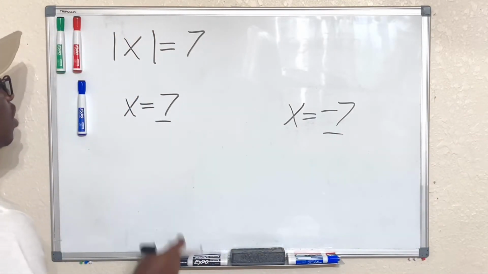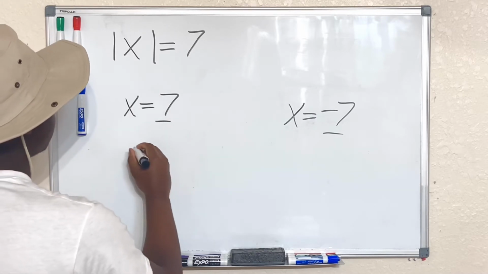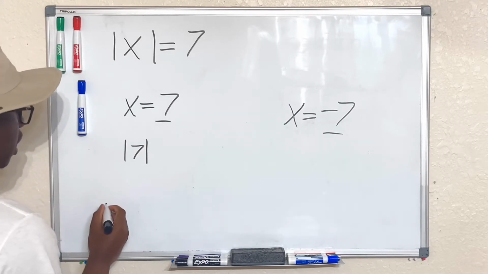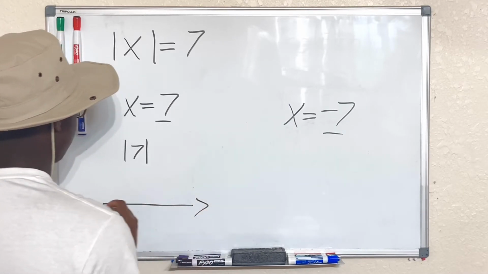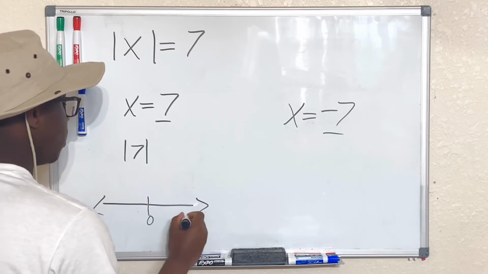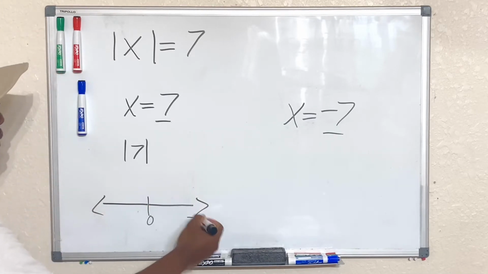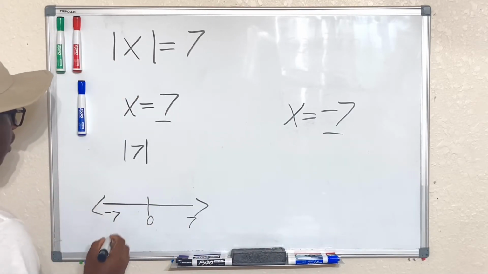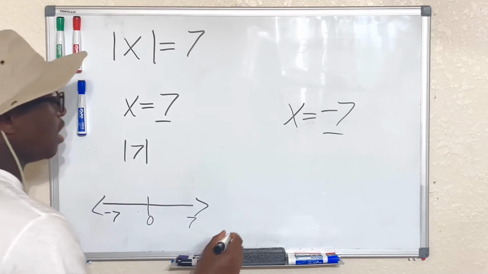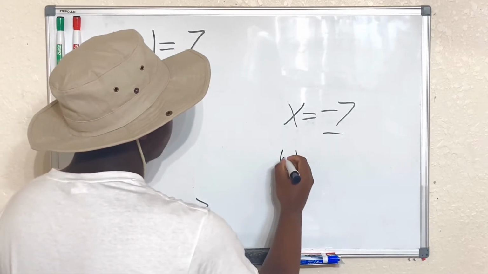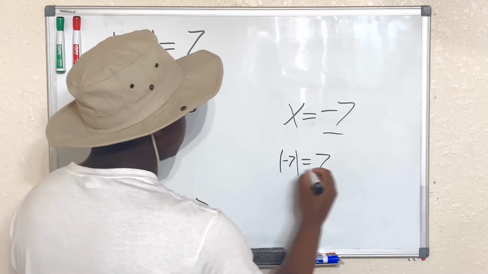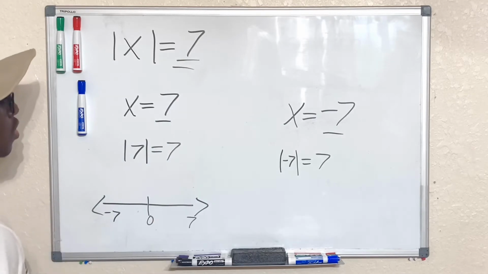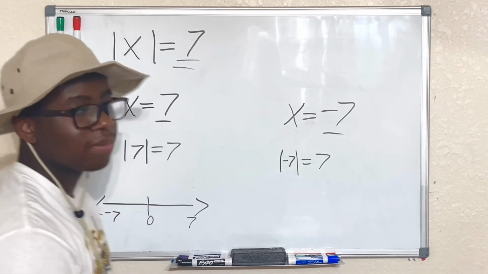So how is this correct? Well, if we plug in 7 for x, here we have our absolute value, so it's going to be 7. On the number line, we have our 0. We have 7. It's going to take 7 steps to go from 7 to 0. Also, if we draw -7 on the number line, going from -7 to 0 is 7 steps as well. That's why the absolute value of -7 and 7 will always equal 7, which brings us back to our answer right here. So our two answers are 7 and negative 7.